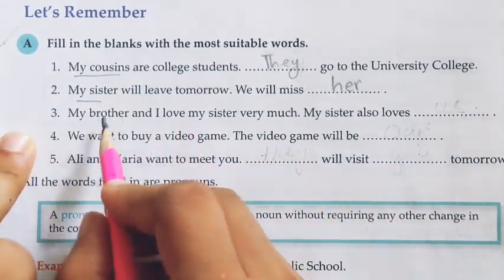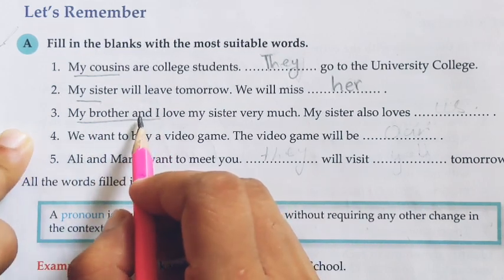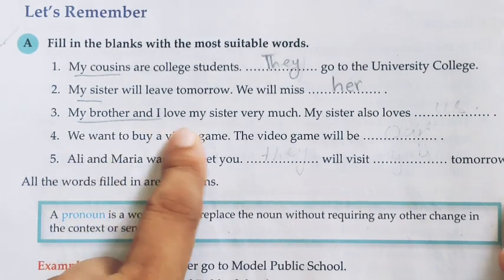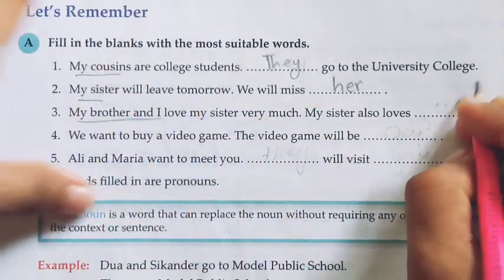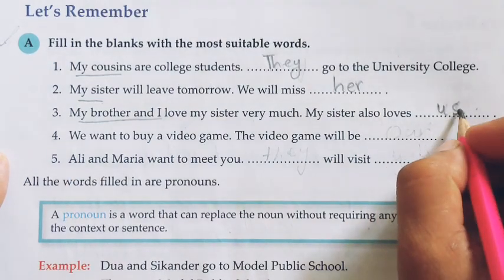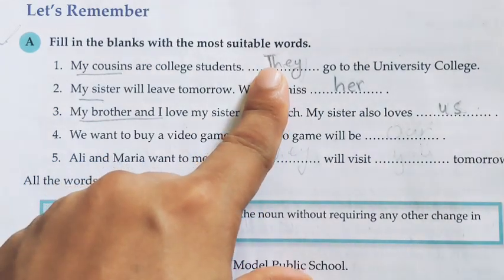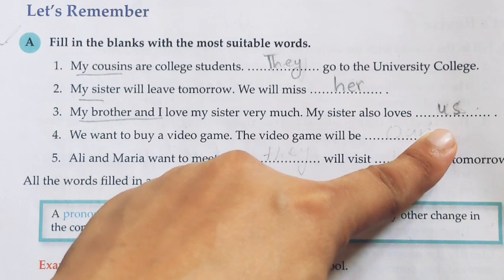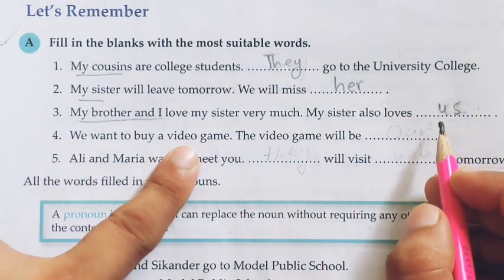My brother and I. Now we have two of the persons here, so we have to use a plural pronoun in place of them. My brother and I love my sister very much. My sister also loves us. This us is again an object pronoun and used for plural. They is a subject plural pronoun, and we use us for the same persons, for the same people, but as an object pronoun.